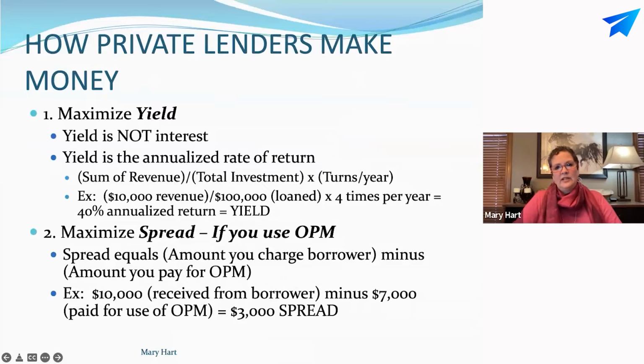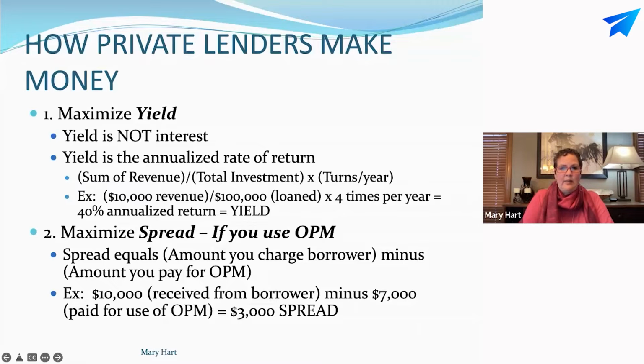So let's talk about how private lenders actually make money. You're trying to maximize one or two things. You're trying to maximize yield in every situation. And some people get confused and think yield is the same thing as the interest rate. It is not. Yield is the annualized rate of return on your money.